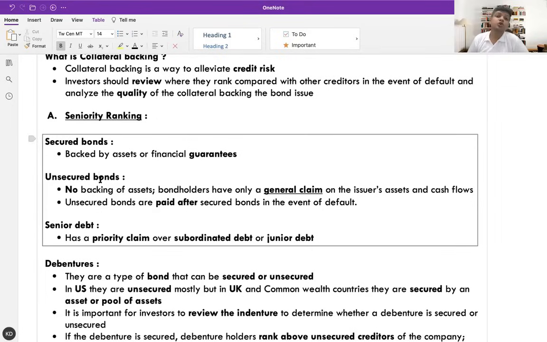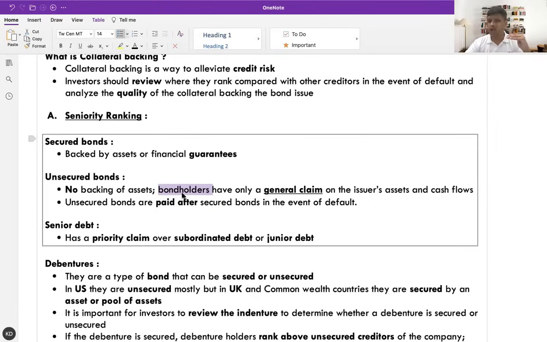Now, what I used to believe before I did CFA about unsecured bonds is that those bonds have no security, no claim. No, it doesn't mean that. Well, they do have a claim, but on the general assets, not on specific assets. So unsecured bonds are where there is no backing of assets. Bondholders only have a general claim on the issuer's assets, not a specific claim to a property, not a specific claim to a bank guarantee, but they have a general claim like all others, right?